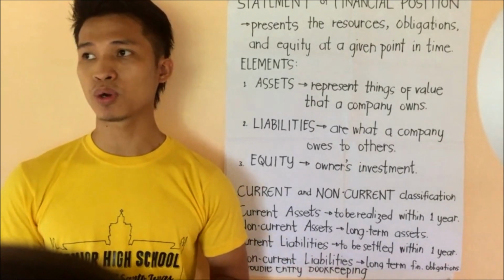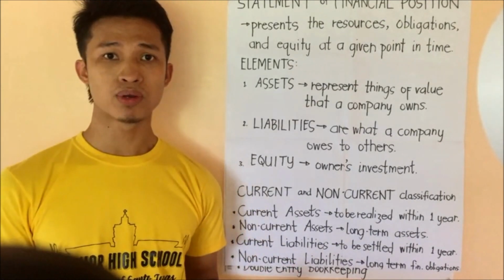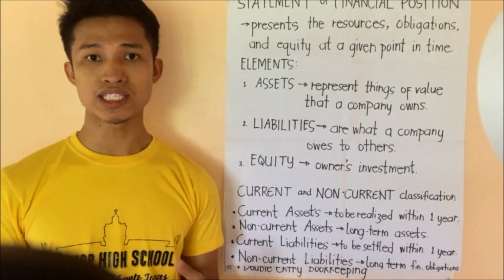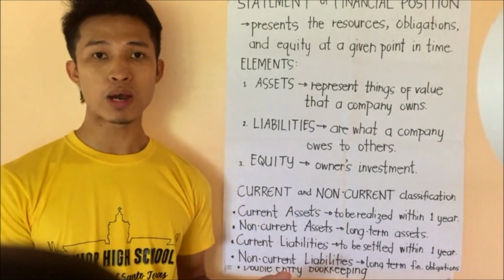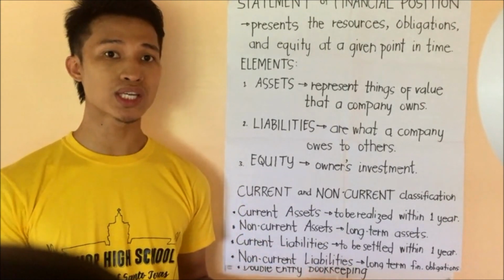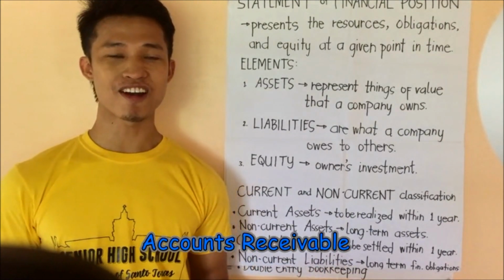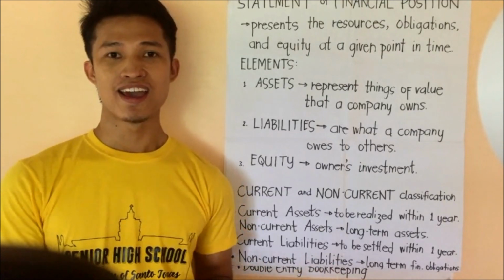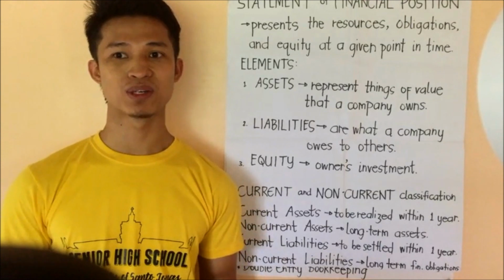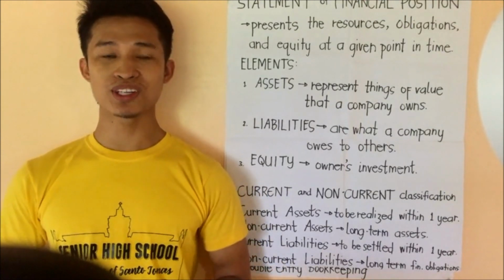For instance, we have your inventory. When we say inventory, those are the things that you sell. So in a merchandising business, if you're selling, every now and then you receive cash. So they can be converted into cash easily. Receivables are also current assets. And cash, of course, it's already cash. It's a current asset. So current assets are also called short-term.